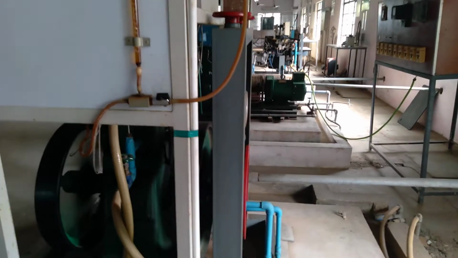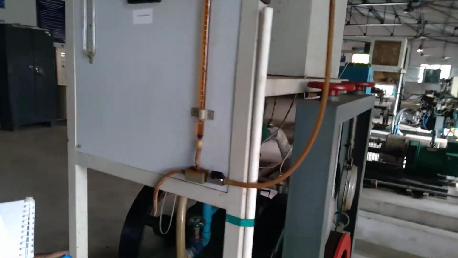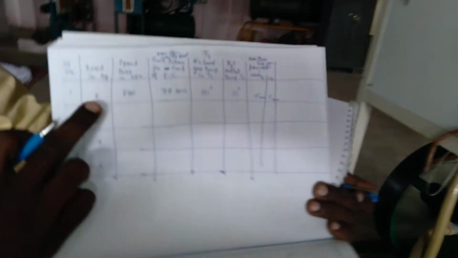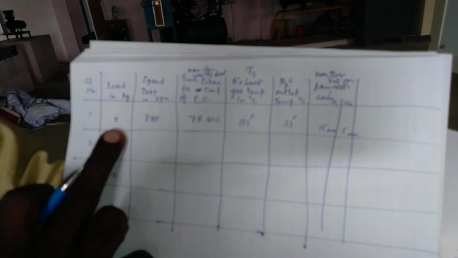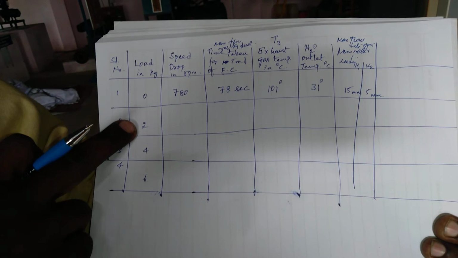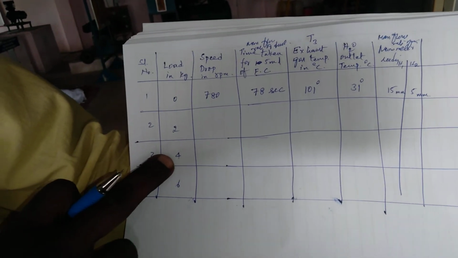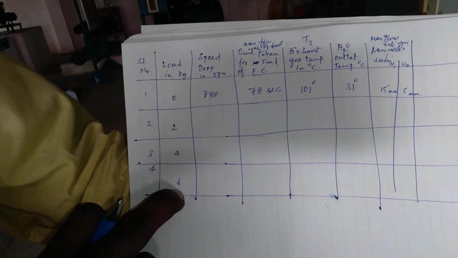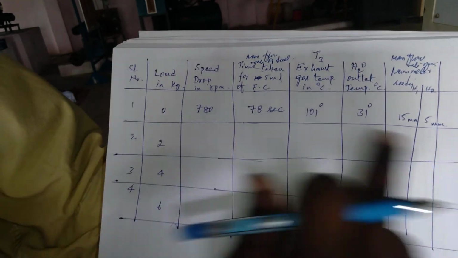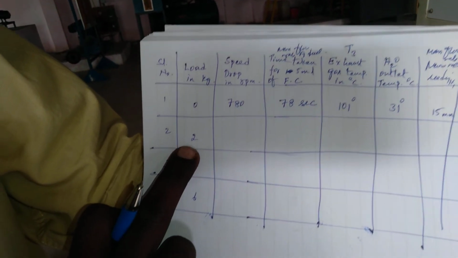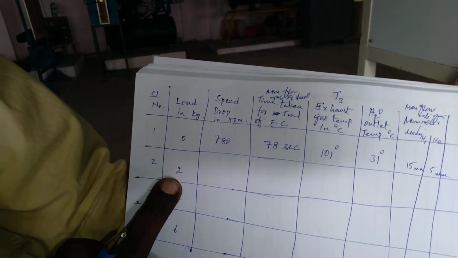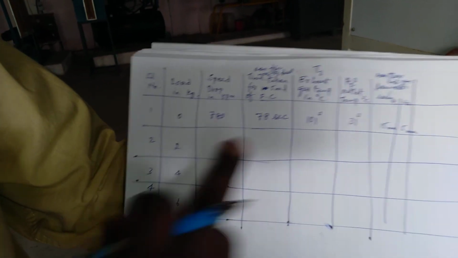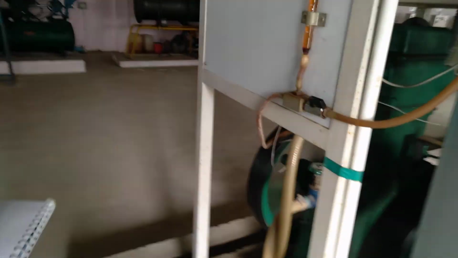So repeat the same procedure for different loads. Just now we recorded all these readings for the zero load condition. Similarly, repeat the same procedure for the 2 load, 4 load and 6 load conditions acting on the brake drum. We will show how the load will be acting. For the 2 load, that is, 2 kg of load is set on the engine.